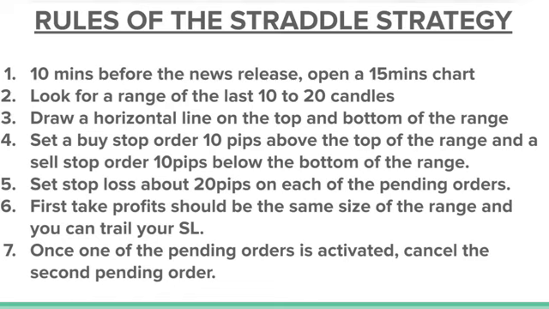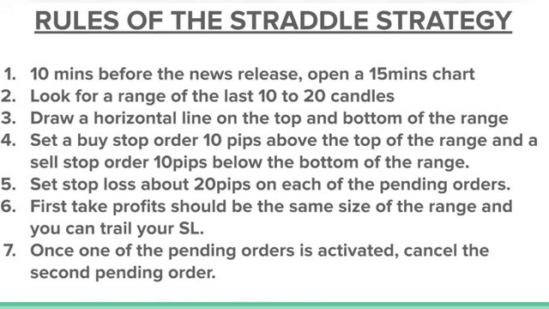Just look for a range of the last 10 to 20 candles. I'm going to show you on the chart how this works. Just stay with me. The third thing to do is to draw a horizontal line on the top and bottom of the range. You've identified the range of 10 to 20 candles on a 15-minute chart. Now draw a horizontal line on the top and bottom of the range.